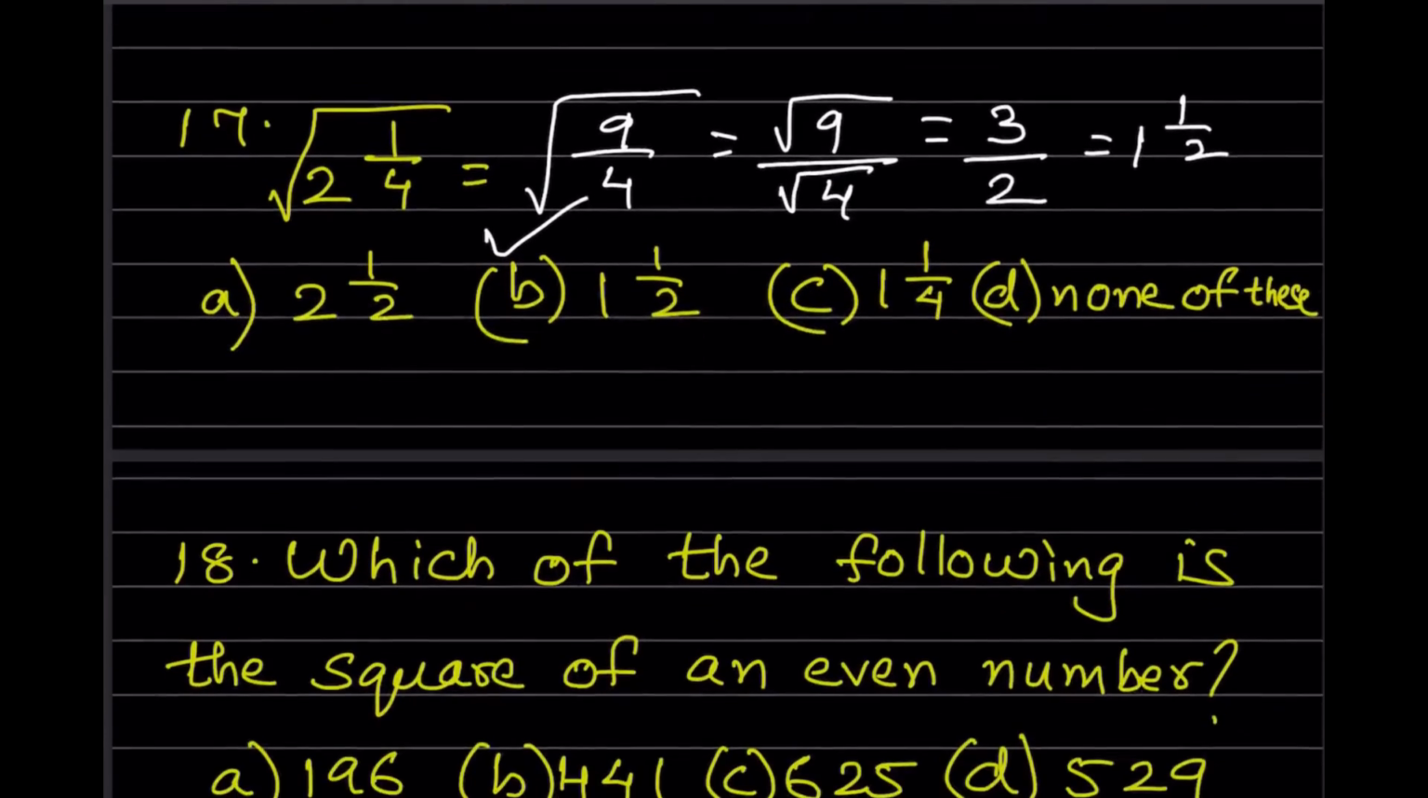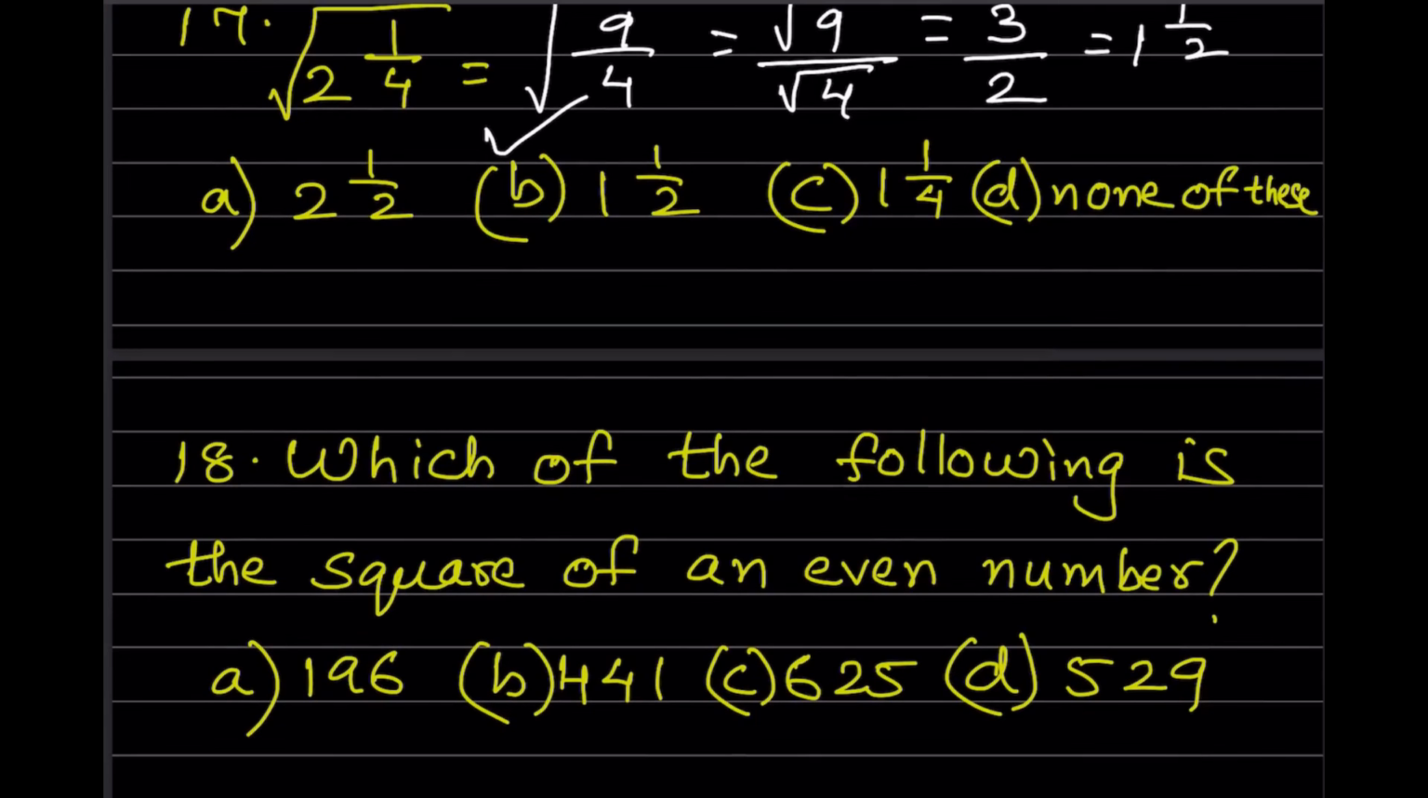So now let us look for the next one. Which of the following is the square of an even number? So even number, so now even number, the square of an even number. Can you see these? All the numbers, this is the even number because the last digit is 6. Here we can see 1, 5 and 9. These are the odd numbers. So the option is going to be 196.